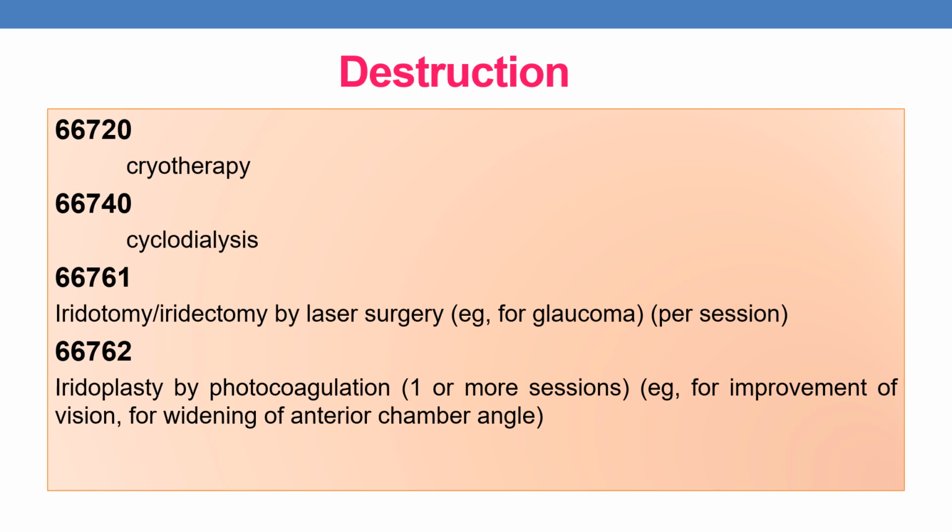Iridotomy or iridectomy by laser surgery, for example for glaucoma, per session. The next is 66762. Iridoplasty by photocoagulation, one or more sessions. Example for improvement of vision, for widening of anterior chamber angle.